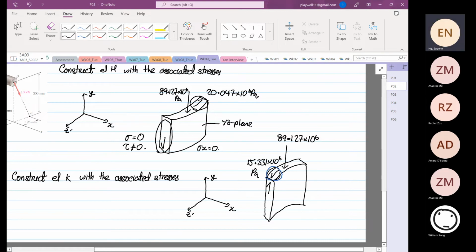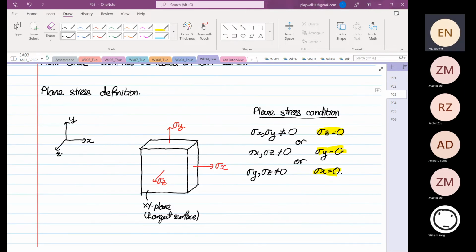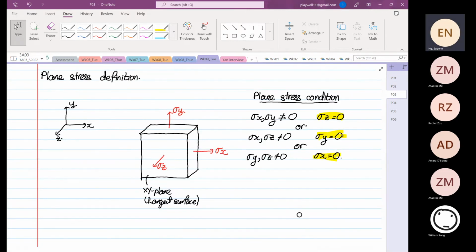Okay, but however, for this case, you can also carry out plane stress analysis. But don't worry about that. First, I'm just showing you an example. Later on, when I show you more detailed analysis, it will be clearer to you. So that is plane stress analysis.